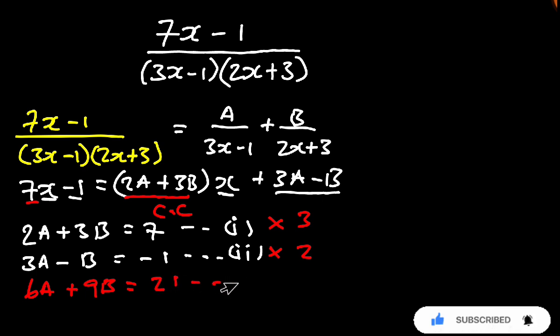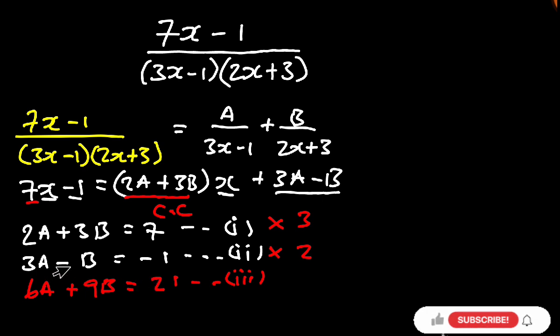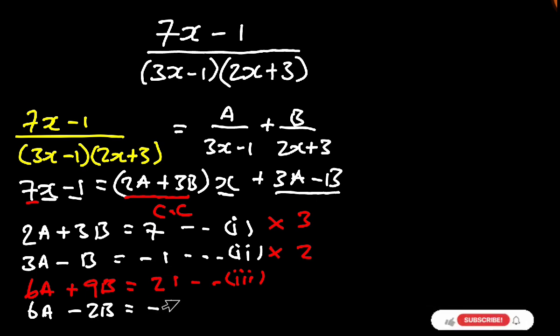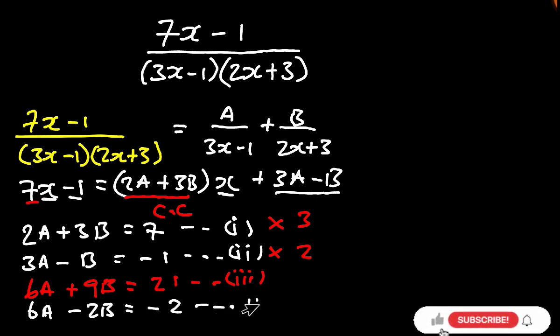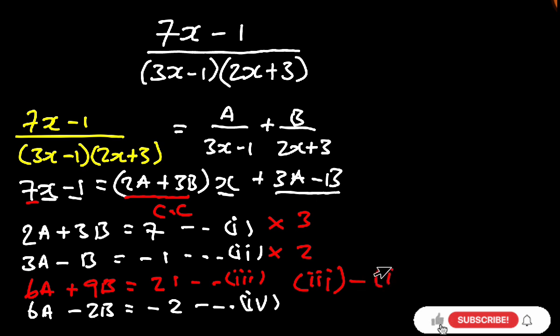Now let's call this equation 3. Then for the second equation we have 2 times 3a will give us 6a, then 2 times negative b will give us negative 2b, equal to 2 times negative 1, which is negative 2. Then let's call this equation 4. Now let's subtract equation 4 from equation 3. So it's going to be equation 3 minus equation 4.